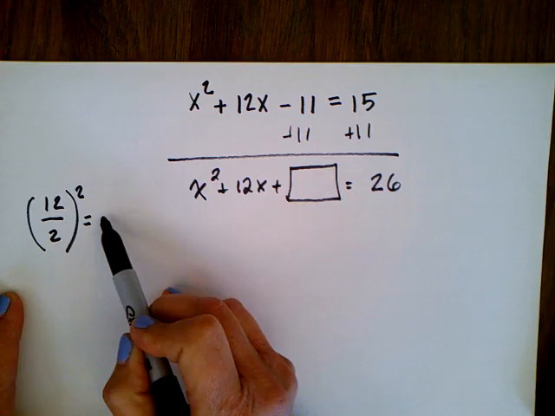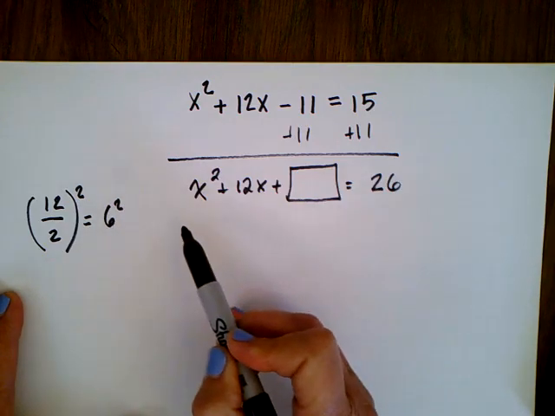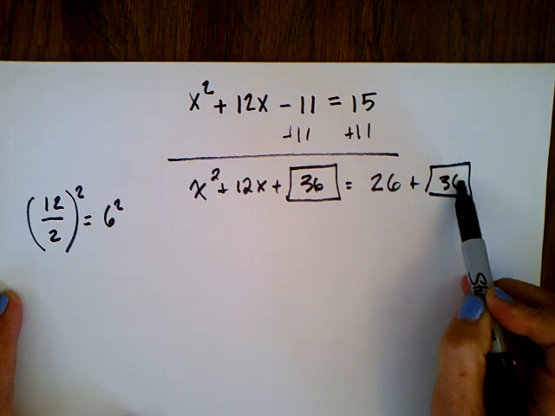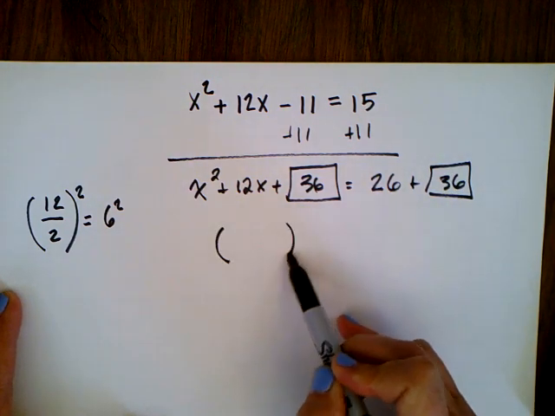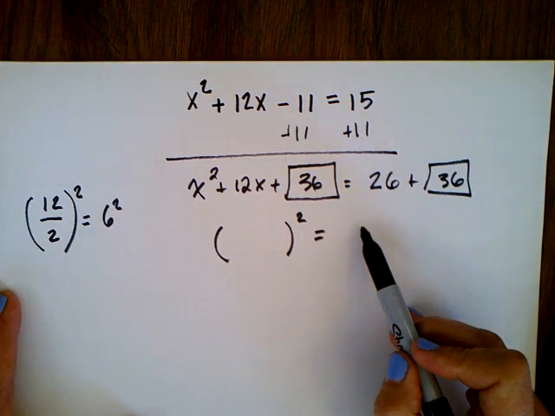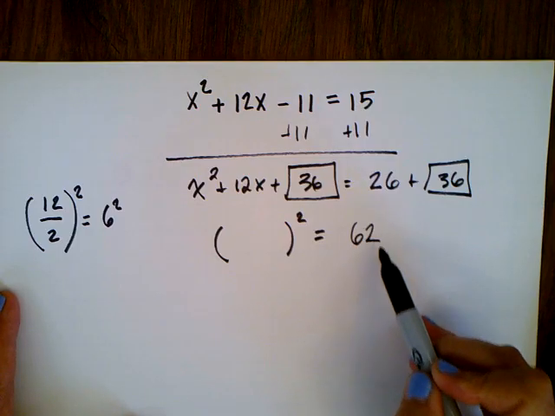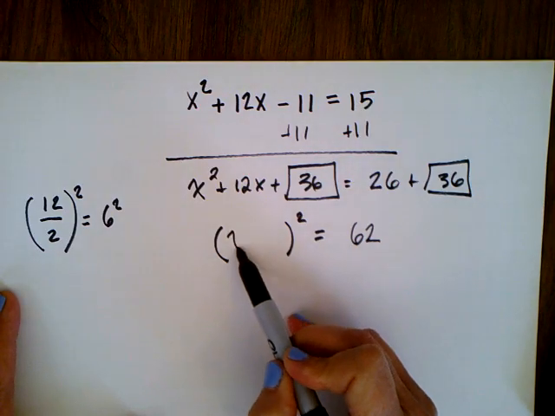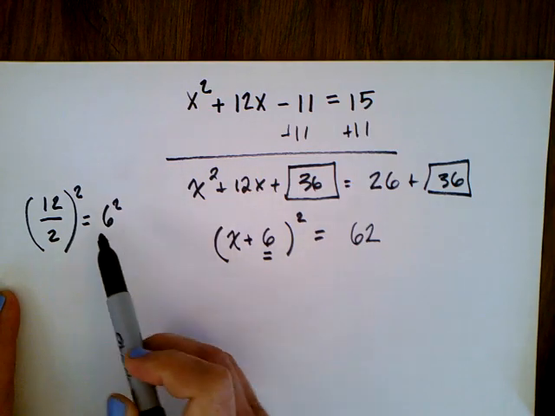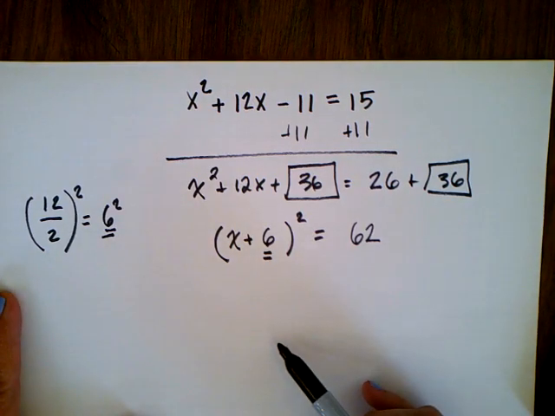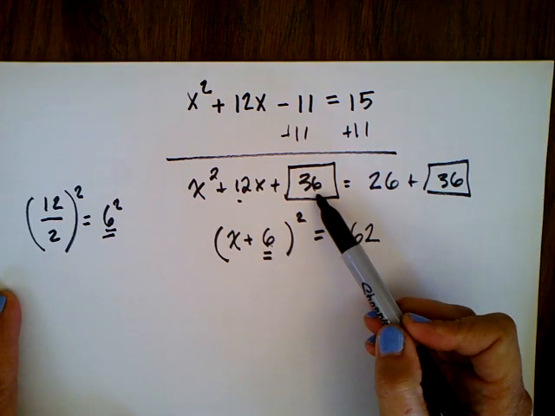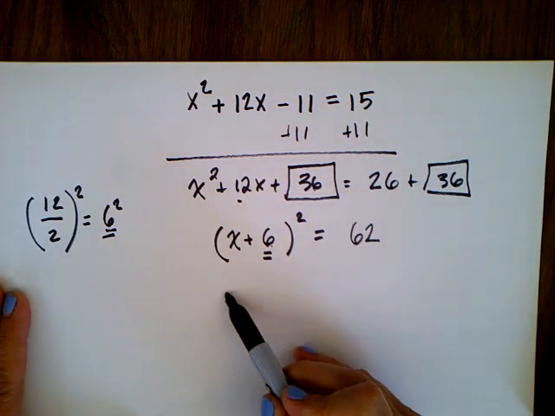I hope you took half of 12 and squared it. 6 squared is 36. Oops, I forgot to add my box. 36. So something squared is 26 plus 36, and that's going to be 62. This will be x plus 6. Again, how do you know what to write here? It's half the middle term. 6 is half of 12. 6 squared is 36. Now we solve by undoing.